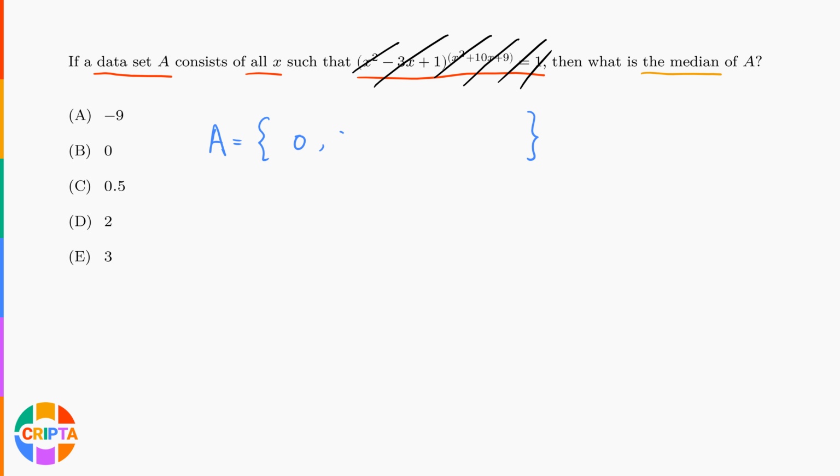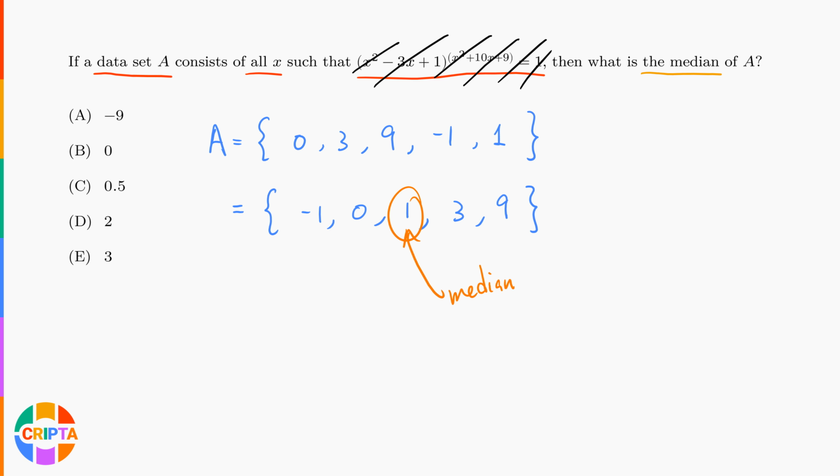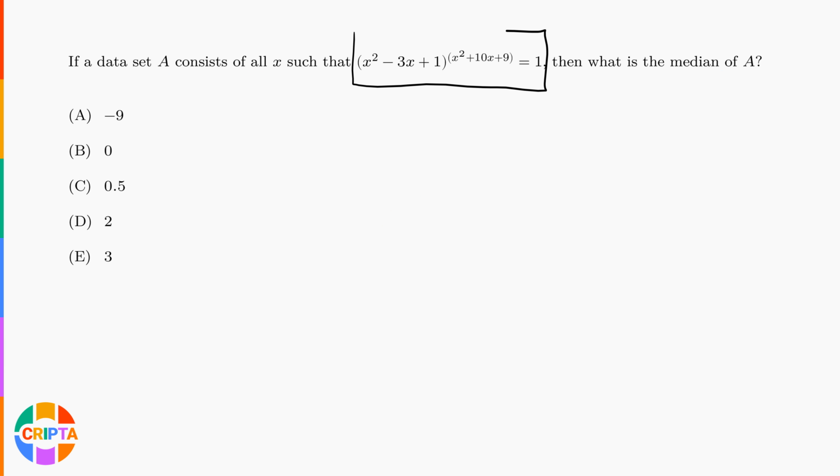If we can find all the x, supposedly this list of numbers, then we can easily rearrange them in ascending or descending order. Find the middle one, that's the median. Then we are done. So the whole problem is now narrowed down to how to find all the x. Now we turn our attention to the equation.